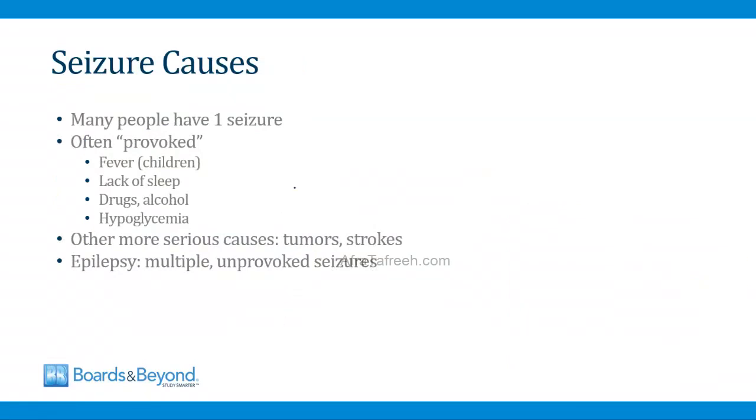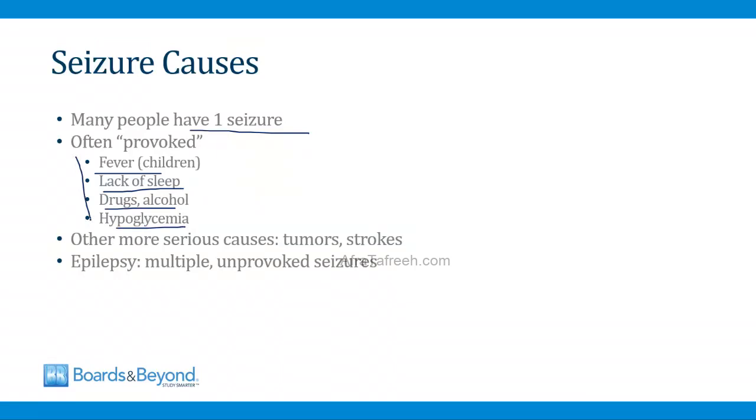Okay, so why do patients have seizures? Let's talk about that. Many people will have one seizure in their lives and then never have another one, and these are often provoked by something else going on in the body. For example, many children have febrile seizures when they have a fever from an infection. If you stay up all night studying for an exam in college, you can have a seizure from lack of sleep. Drugs and alcohol can cause seizures, and so can hypoglycemia.